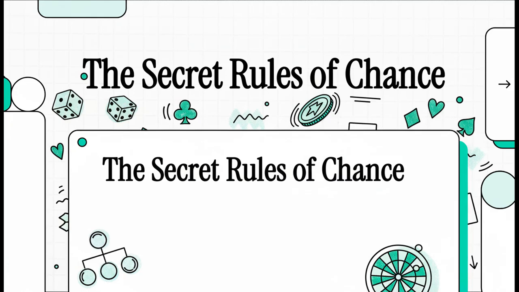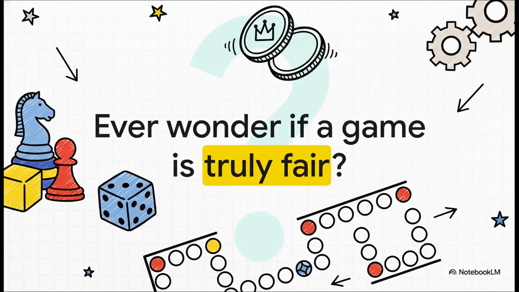It can sometimes feel like the world is just random. But what if I told you there are secret rules that govern chance itself? In this explainer, we're going to pull back the curtain on the simple math behind probability. Let's get into it. Have you ever been playing a game and thought, wait a second, is this actually fair?